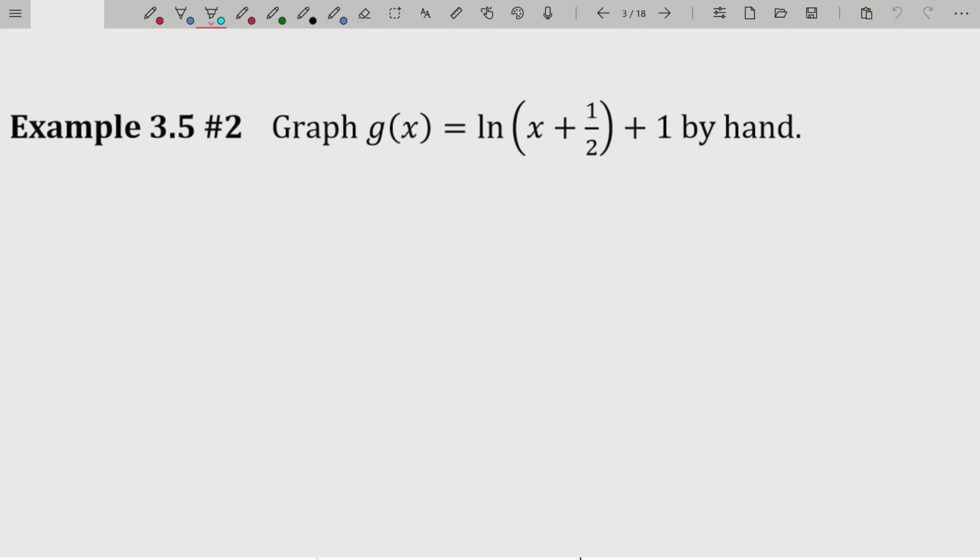Now, this is a very traditional style problem, and I definitely think that you at this level, at the college algebra trigonometry level, that you should be able to graph this easily by hand.